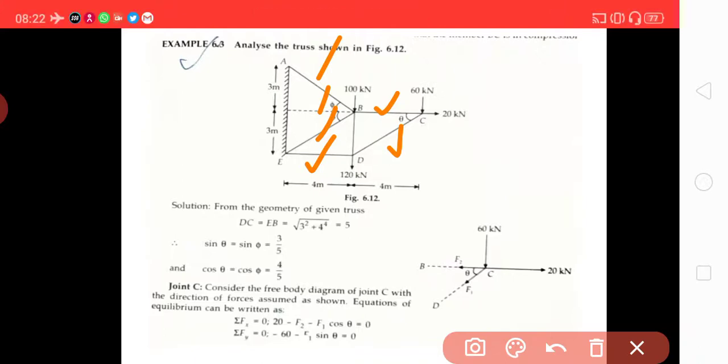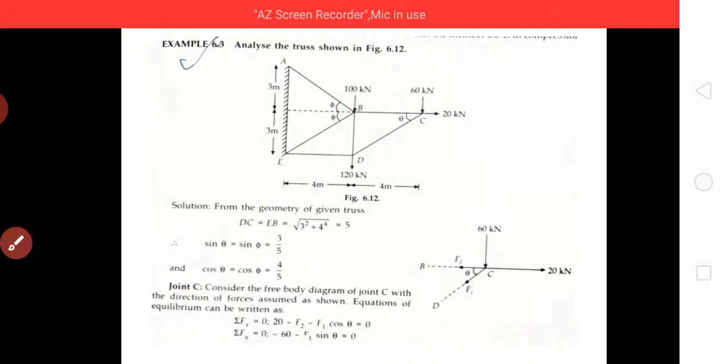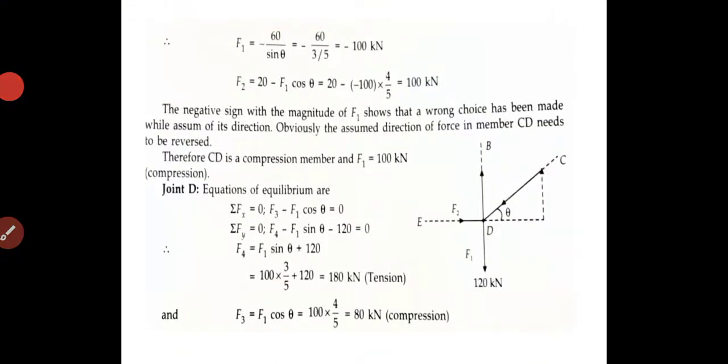Now, consider joint C, the free body diagram of joint C with the direction of forces assumed as shown. The equations of equilibrium can be written as summation Fx equal to 0, that is 20 minus F2 minus F1 cos theta equal to 0, and summation Fy equal to 0 means minus 60 minus F1 sin theta equal to 0. It gives you F1 equal to 60 upon sin theta, that is 60 upon 3 by 5, that is minus 100 kilonewton. F2 equal to 20 minus F1 cos theta, that is 20 minus minus 100 into 4 upon 5, that is 100 kilonewton.